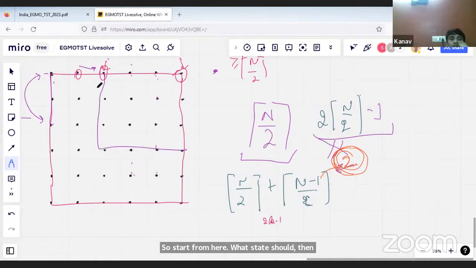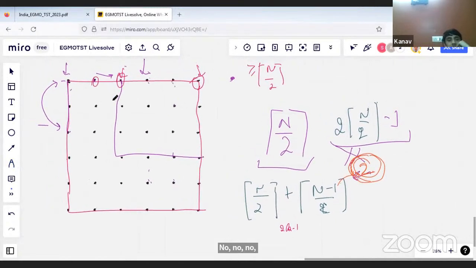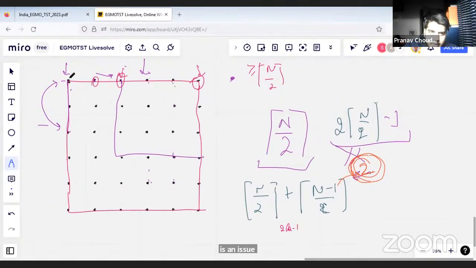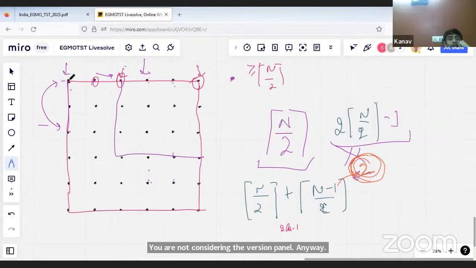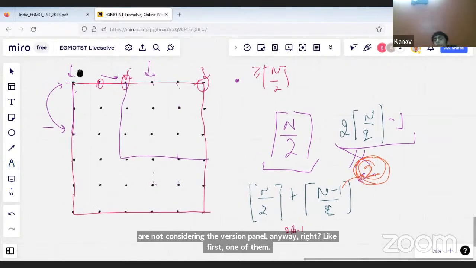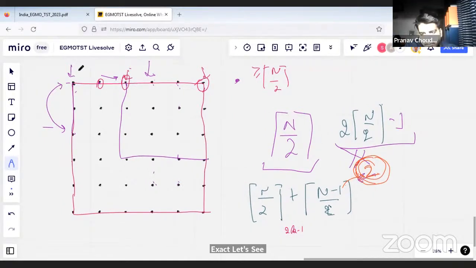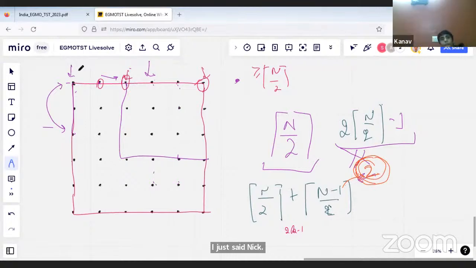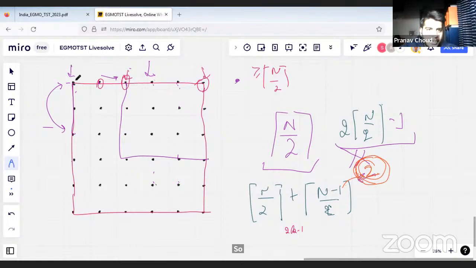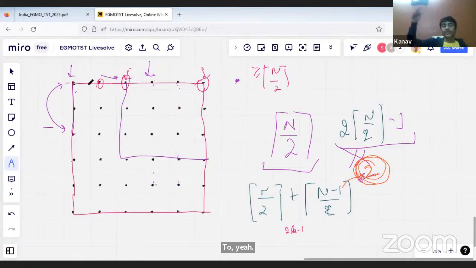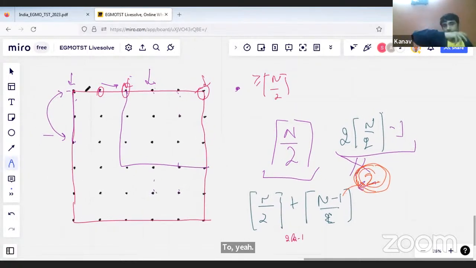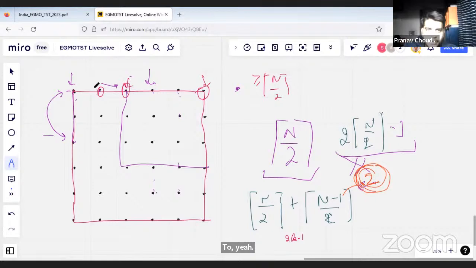No. You pair first thing with anything else is an issue. You're not considering the first rectangle anyways, right? Like first column. Exactly. But I just said that is not an issue if you pair anything else with the first thing. So we can just not consider first column because anything which is connected to this, yeah, but then when you're pairing other columns, they may not have any choice except the first thing. That is fine. Just pair it with anything.